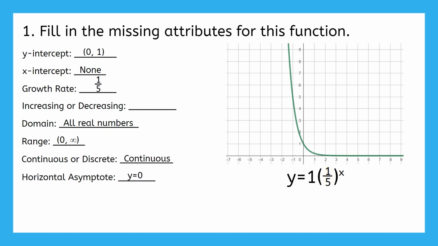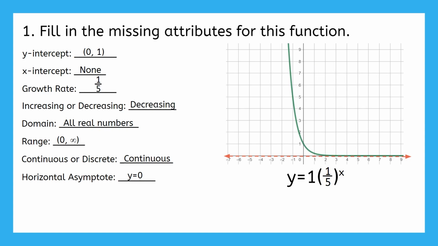Remember, the growth rate practically gives us the answer to our next question. Is it increasing or decreasing? Once again, we have to select whether the function models exponential growth or exponential decay. I see that the growth rate is less than 1, and the y values decrease as the x values increase. So we can describe our function as decreasing.